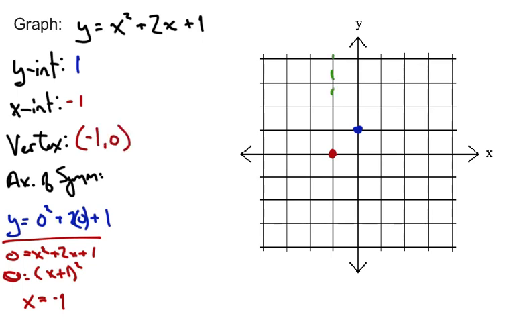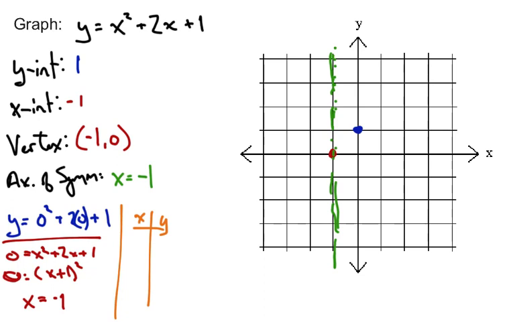And the axis of symmetry is going to be that vertical line passing through our vertex. So x equals that x-coordinate, -1. We still only have 2 points. So to finish off our curve, we can use symmetry to help us out.